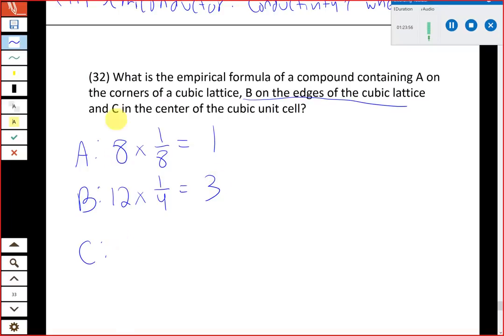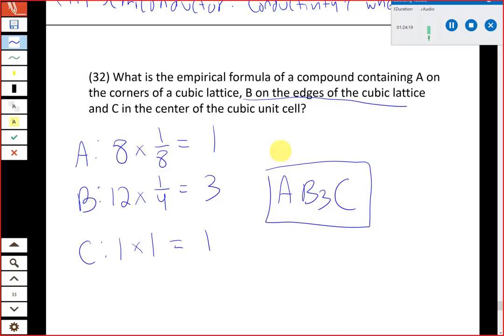And then if we have C in the center of the cubic unit cell, there's just one center position, and it's completely inside the cubic unit cell, so it's not shared at all, counts as 1 full atom. So there's also 1 atom of C. And so that means the empirical formula for this compound, we'd have 1 A, 3 Bs, and 1 C. AB3C would be the empirical formula for this specific compound where the atoms are arranged in this way.